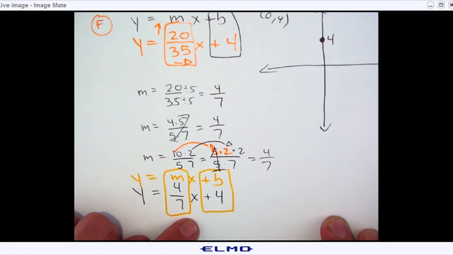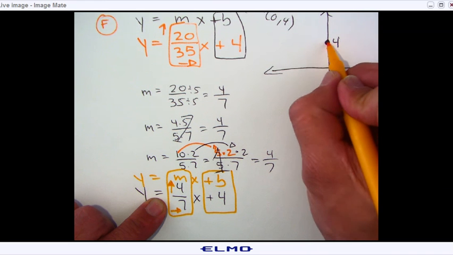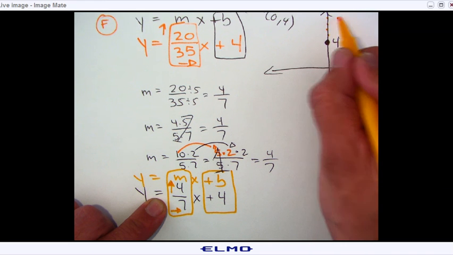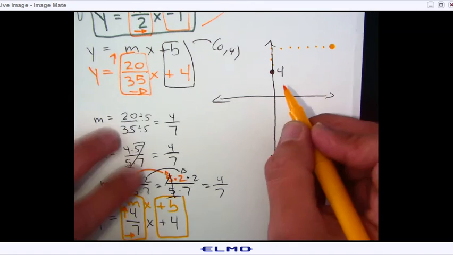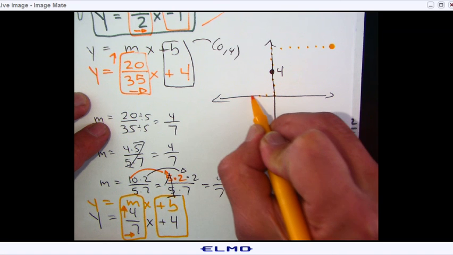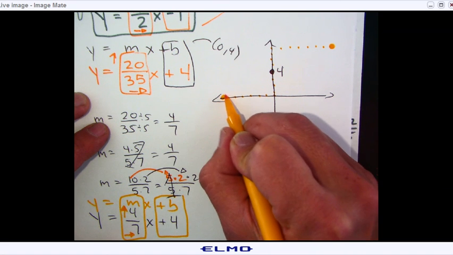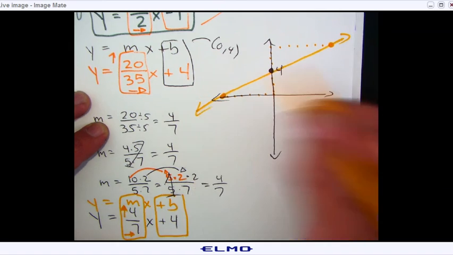Okay, there's your 0, 4 still, and then rise over run. Rise over run, so 4 over 7. 1, 2, 3, 4, and 1, 2, 3, 4, 5, 6, 7. And then let's go backwards. Oops, sorry. 1, 2, 3, 4, 1, 2, 3, 4, 5, 6, 7. And there's your graph. Bam.